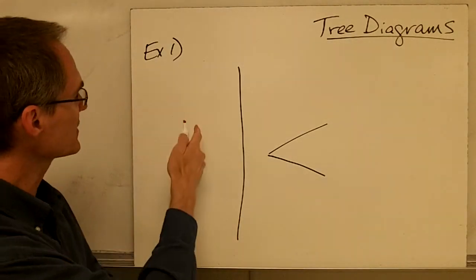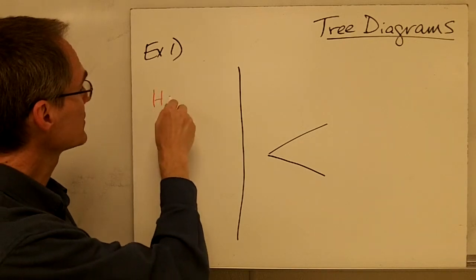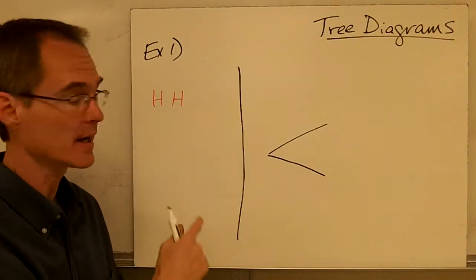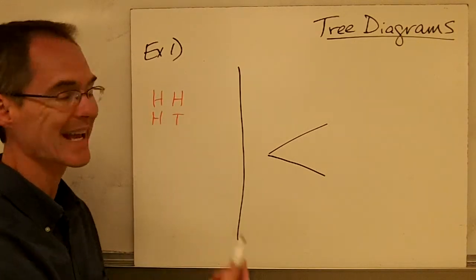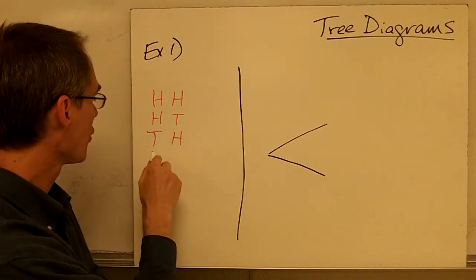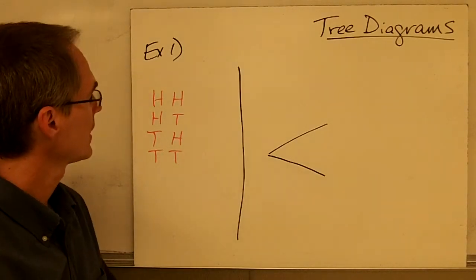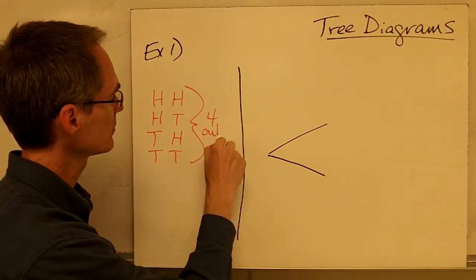So the sample space in this case, I'm flipping a coin twice. I could get heads the first time and heads the second time. Heads on the first flip, heads on the second flip. I could get heads on the first flip and tails on the second flip. I could get tails and then heads, or I could get tails and tails. And that's a total of 4 outcomes.